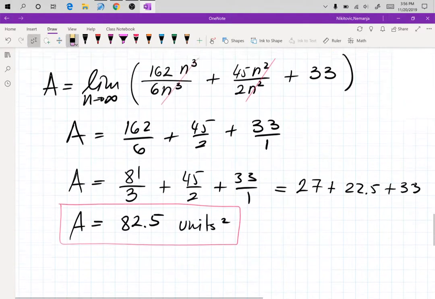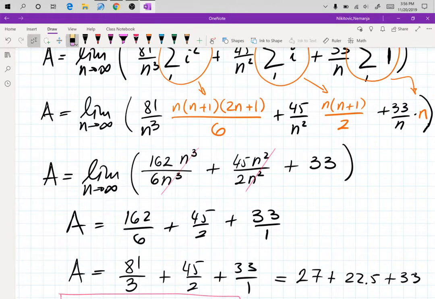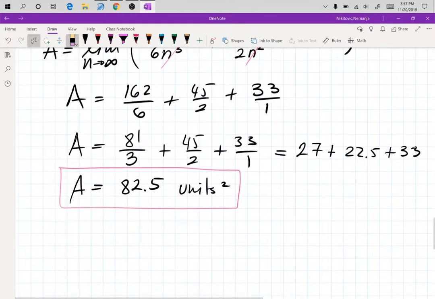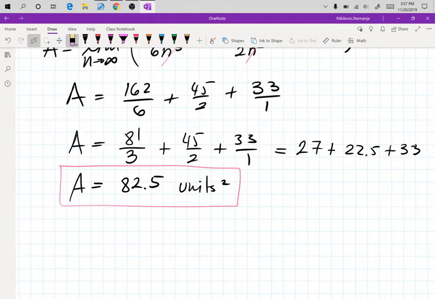So now, that's here for the limit. Once you have the orange formulas in, all you care about is 81 times n times n times n, 2n, sorry. So that's 162n cubed divided by 6n cubed. When the n cubes cancel, you have your 162 over 6. Same thing for the other two terms. And eventually all of this ends up at 82.5.